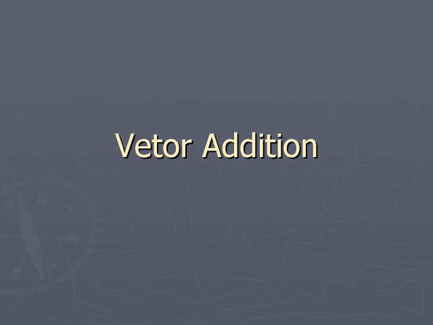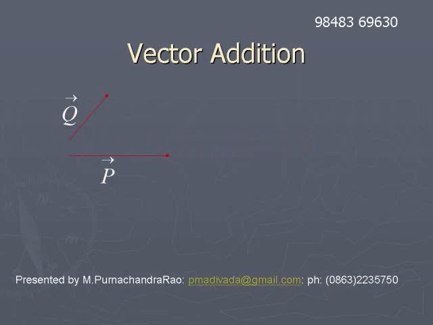Addition of vectors. How to add the vectors? To understand this, let us take two vectors, p bar and q bar, as shown in the figure, the red ones. Now, p bar plus q bar means add q bar to p bar.